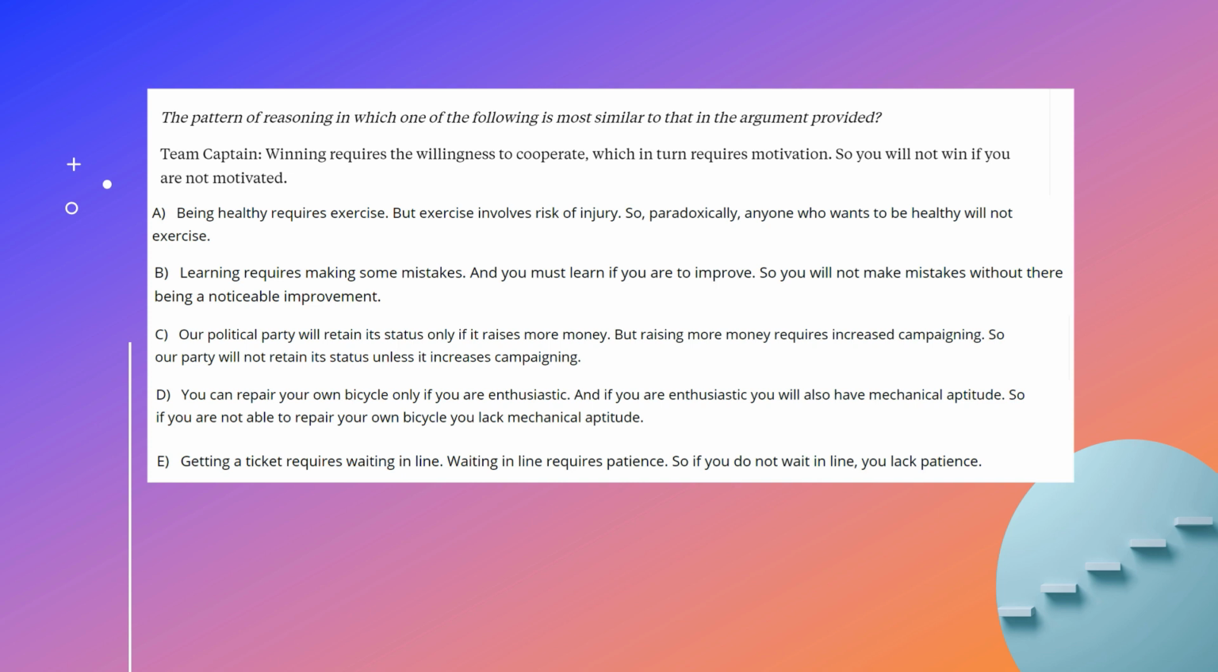Finally, E, getting a ticket requires waiting in line, positive. Waiting in line requires patience, positive. So if you do not wait in line, you lack patience. So the parallel looks perfect. What about the logic? Well, the logic is fairly obviously flawed. Just because waiting in line requires patience doesn't mean if you don't wait in line, you lack patience. There could be other reasons why you are not going to wait in line, not just because you lack patience. And therefore, unlike our original, which had flawless logic, this has flawed logic, and we can reject it, even though it's parallel in terms of pluses and minuses.